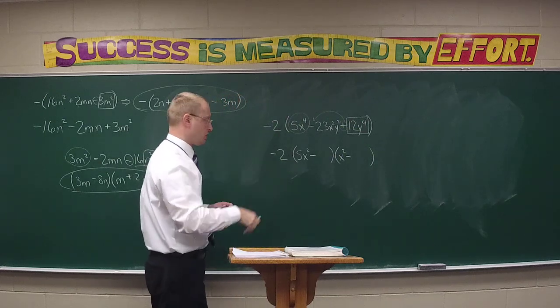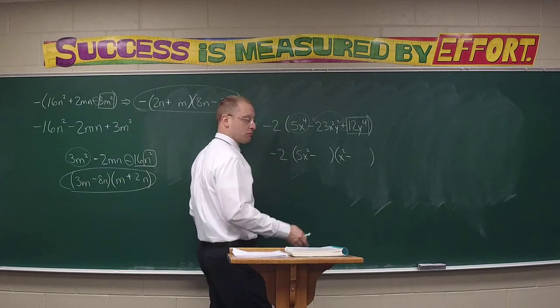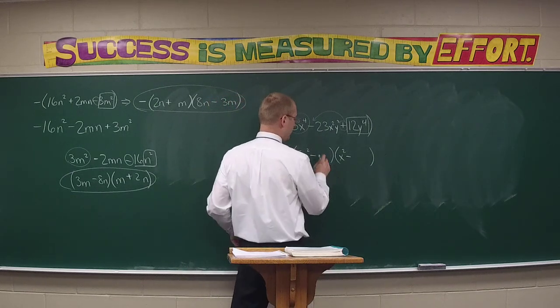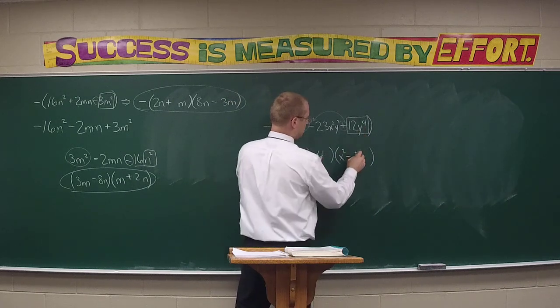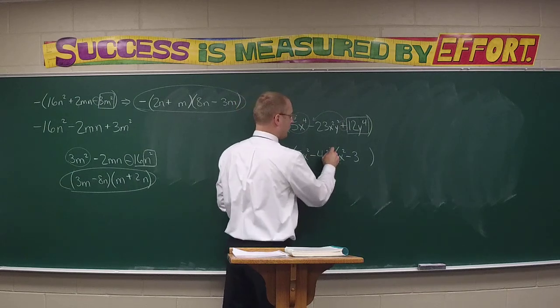How might we split that up, Genesis? You can either just put 1 and 12, 3 and 4, 2 and 6. Pick one. I did 4 and 3. 4 and 3. All right, so we're going to split the 12 as 4 and 3. Don't forget to split the y to the 4th up. Y squared and y squared.